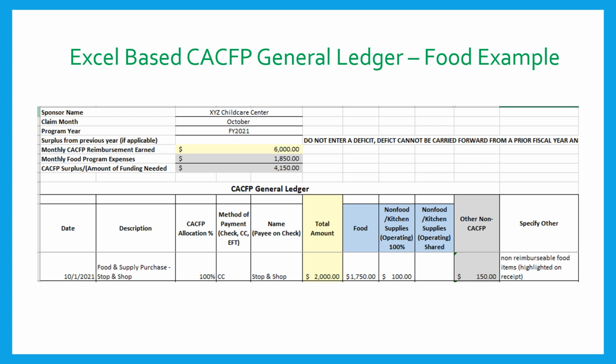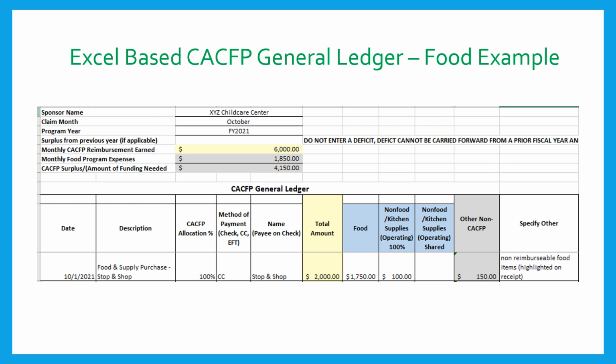We will use the other columns within this ledger to break out the type of budgeted cost it is and indicate which amounts are non-CACFP. During your regularly scheduled review, RIDE staff will tie the line items back to the receipt. So of this total $2,000 amount, $1,750 relates to CACFP food purchases, and $100 are related to CACFP non-food kitchen supplies. Additionally, there is $150 of non-reimbursable food item purchases.